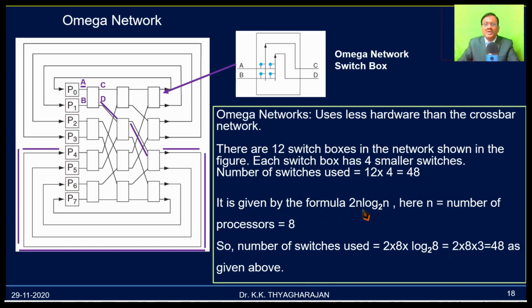It is given by the formula 2 into n into log n to the base 2. Here n is the number of processors. It is 8. So the number of switches used is equal to 2 into 8 into log 8 to the base 2. So you will have 2 into 8 into log 8 is 3. You will have 48 as given above. So if you have 8 processors, you need 48 switches if you want to connect those processors in Omega network.